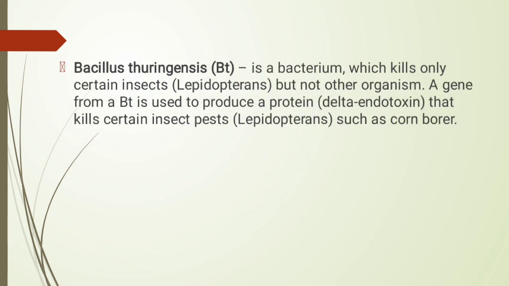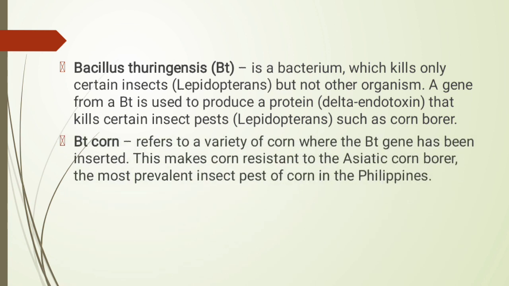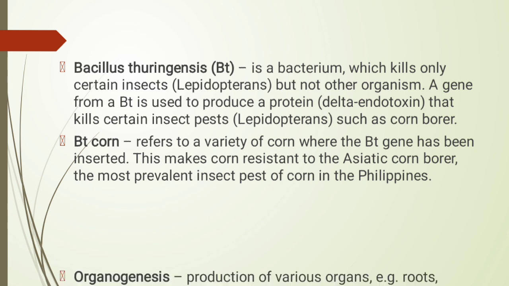Next is Bacillus thuringiensis, or Bt. It is a bacterium which kills only certain insects or lepidopterans but not other organisms. A gene from Bt is used to produce a protein or delta endotoxin that kills certain insect pests or lepidopterans such as the corn borer. Bt corn refers to a variety of corn where the Bt gene has been inserted. This makes corn resistant to the Asiatic corn borer, the most prevalent insect pest of corn in the Philippines.